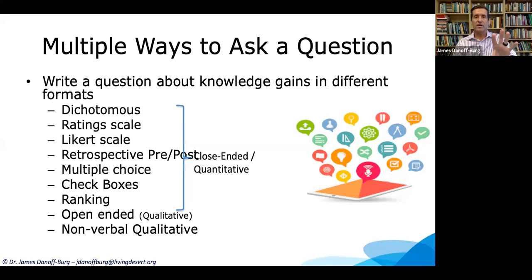So we're going to talk about items, which is what we're going to be writing today. We'll have dichotomous items, rating scale items, Likert scale items, and I'll talk about what each of these are in a moment. And they will help us to answer the larger research question.